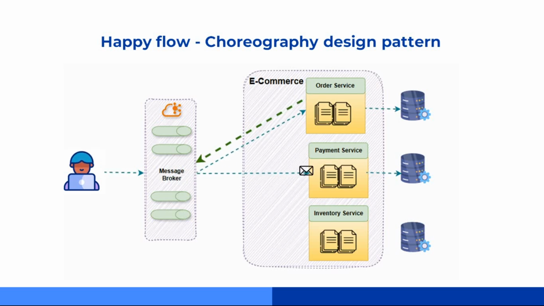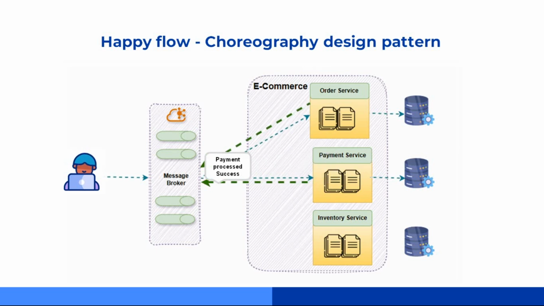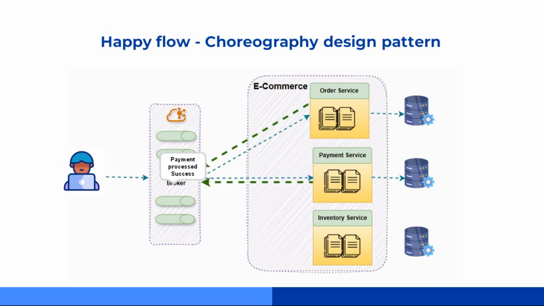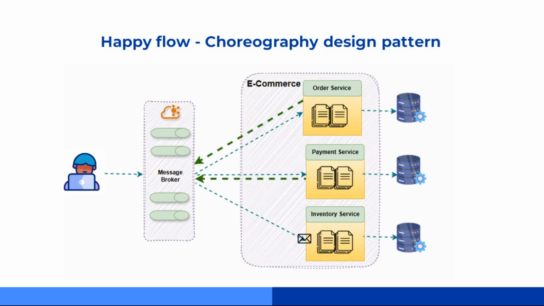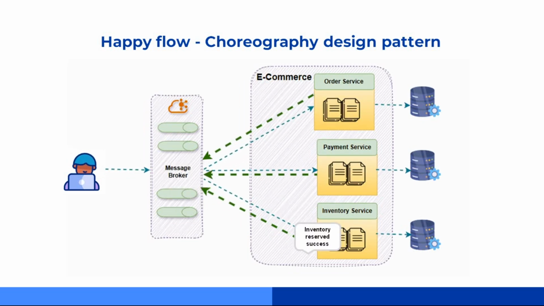The order service creates the order in its own local database and then emits an order created success event. Next, once that event is out, the choreography sends it along to the payment service. The payment service processes the payment, updates its records in the database, and emits a payment successful event. After that, the choreography pushes an event to the inventory service. The inventory service reserves the stock, confirms it, and emits a stock reserved event.